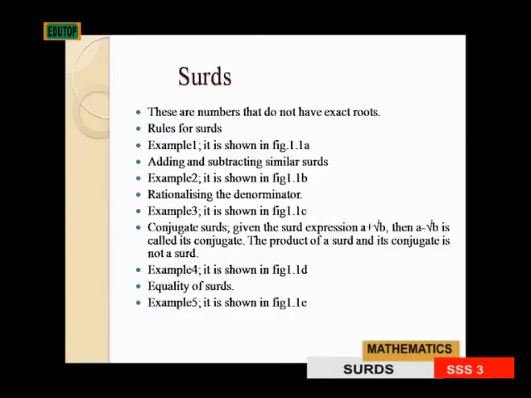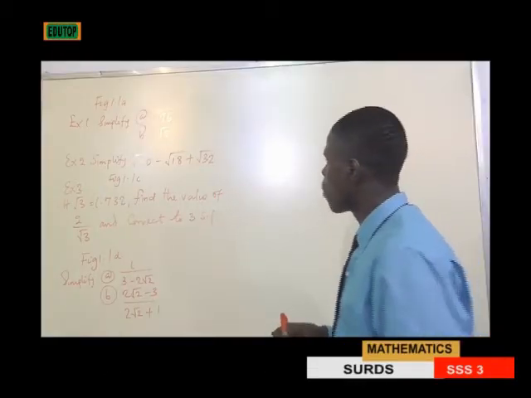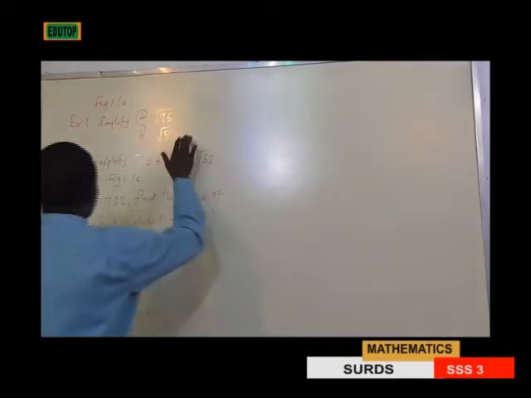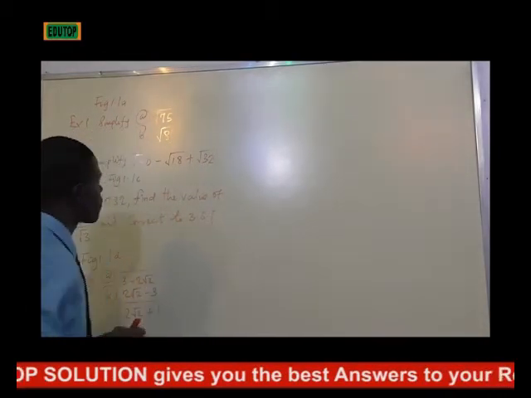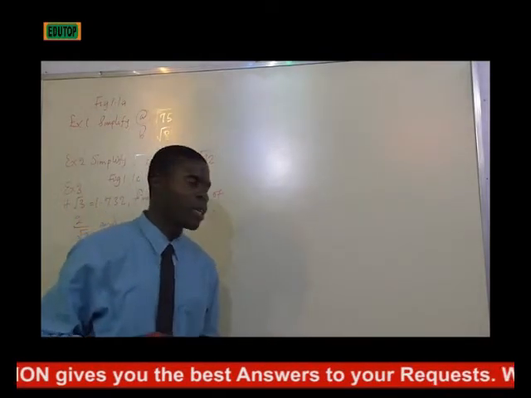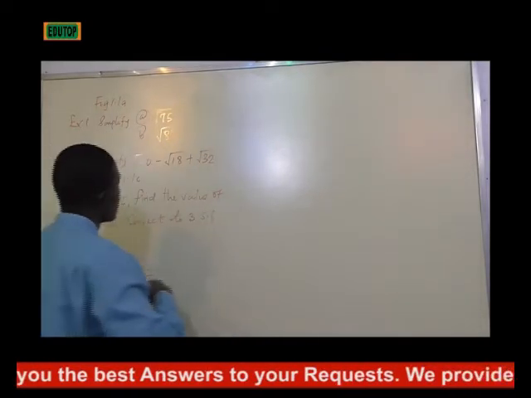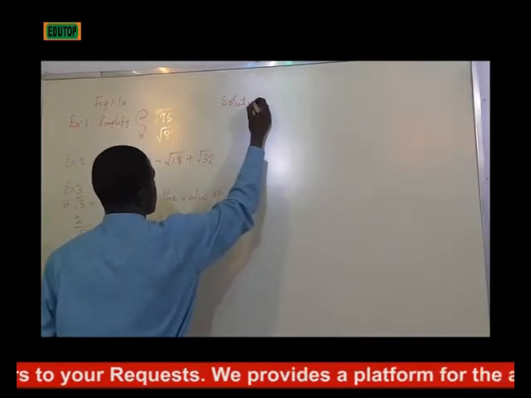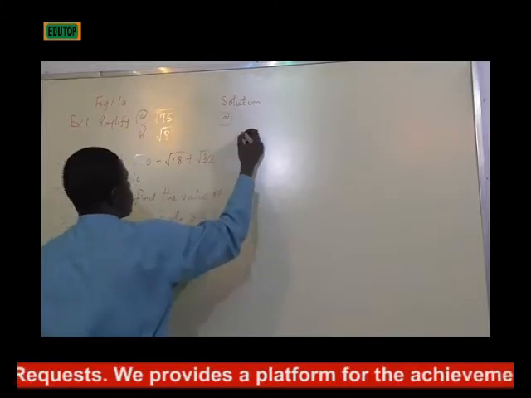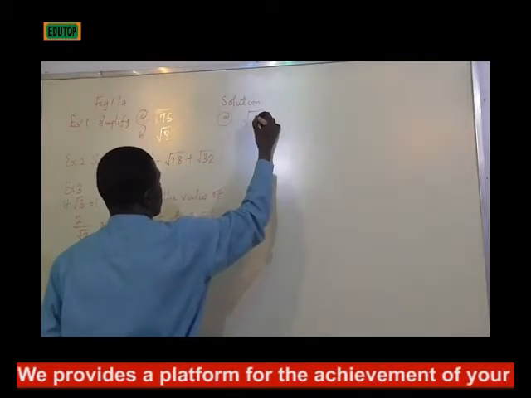Now, example 1, which is shown in figure 1.1a. This is figure 1.1a on the board. The A part will have the root of 75, and the B part will have the root of 80. So here, solution to this, we have the A part, which is 75.